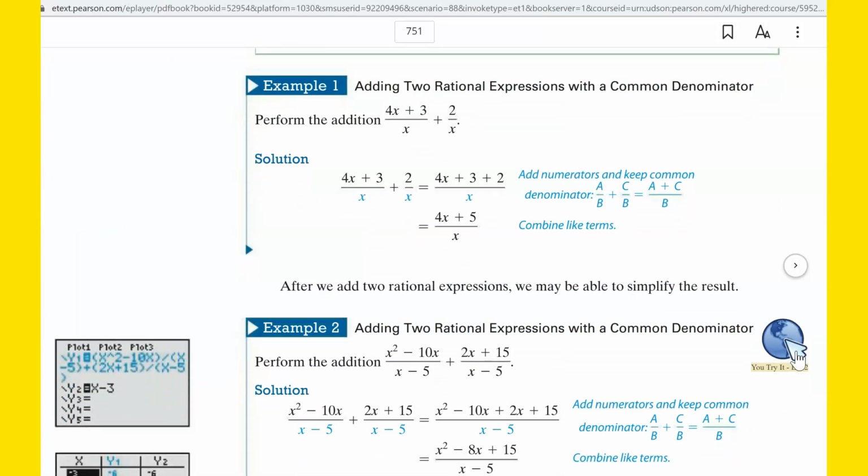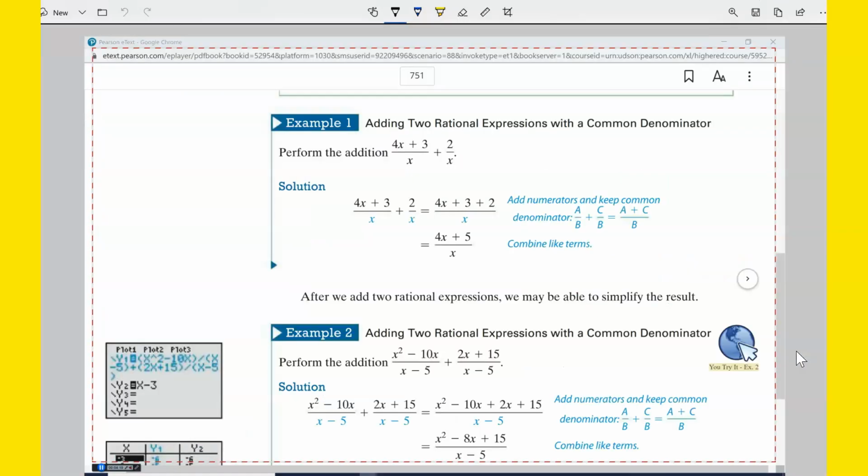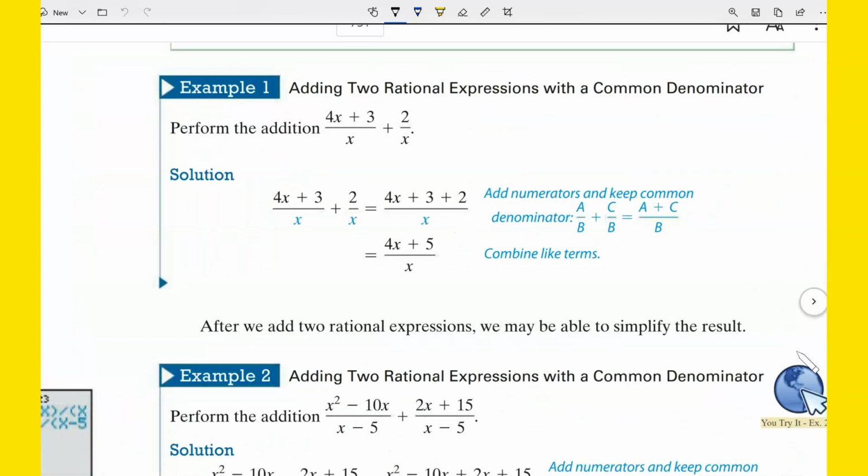All right, so let's go to example 1 here. We've got to add these two things, 4x plus 3 over x plus 2 over x. Since they already have a common denominator, that makes it not too difficult. They both have an x as the denominator. So we can just go ahead and add them simply by adding the numerators, which means we're going to combine like terms in the numerators that are on top of the fraction. Okay?